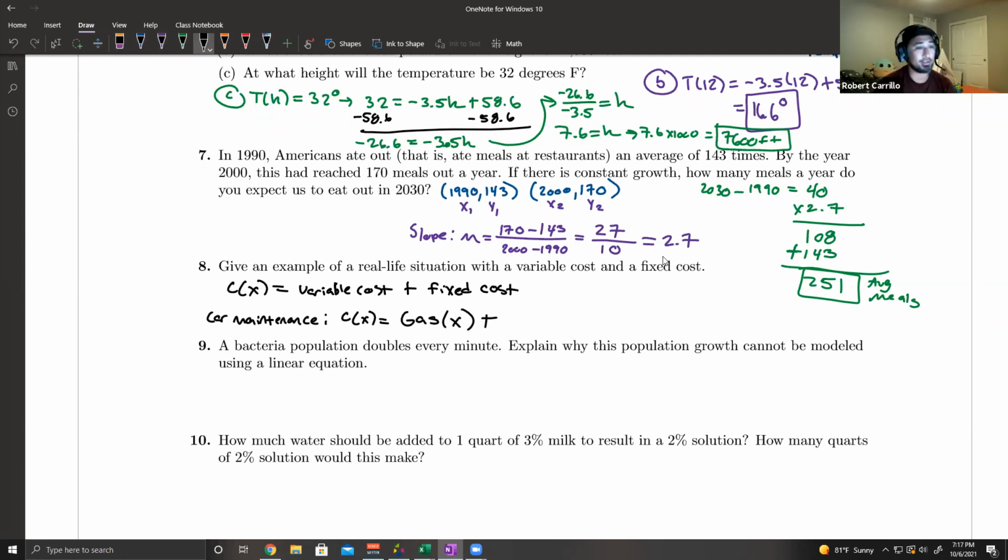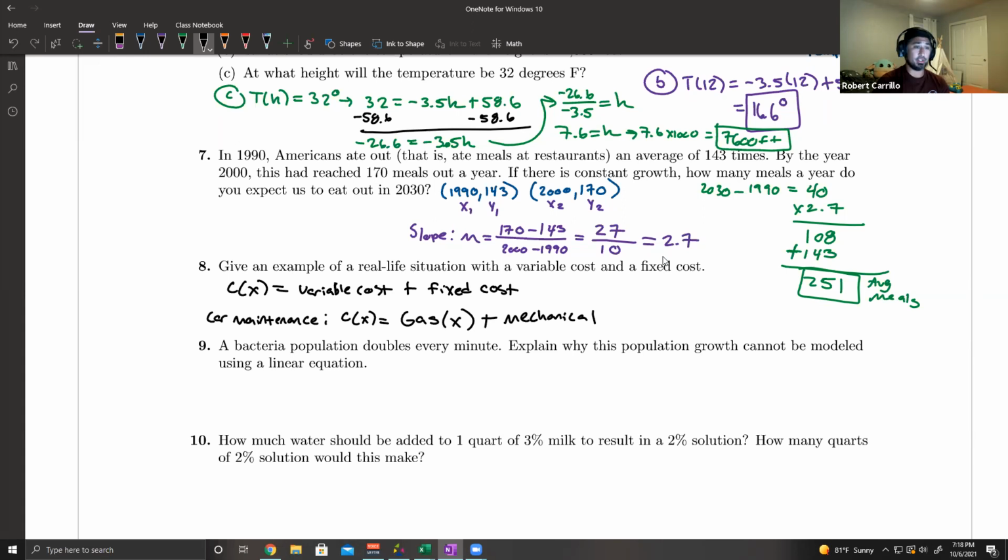Tires, air filter, everything, right? So that would be your fixed cost throughout the year. Yes, you get gas, but in order to keep it running, you rotate the tires, you get an oil change, you change out your air filter, you do all that good stuff. So gas plus, we'll say mechanical. That would be a real life cost function for anybody.